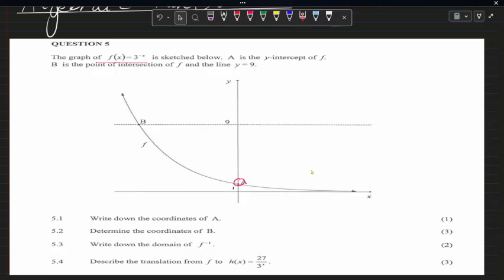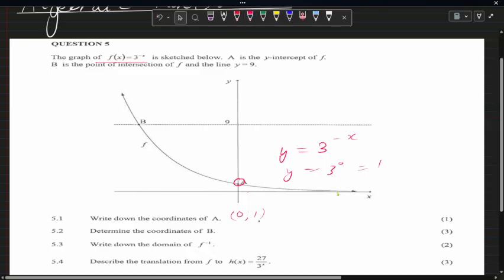So 5.1, they say write down the coordinates of A. Now at A we have a y-intercept, right? So if we have a y-intercept, we know that we make x 0. So the equation is y is equal to 3 to the negative x. Now if we make x 0, we will end up with 3 to the power of 0, which is 1. Now from there we see that the coordinates of A is x is equal to 0 and y is equal to 1.